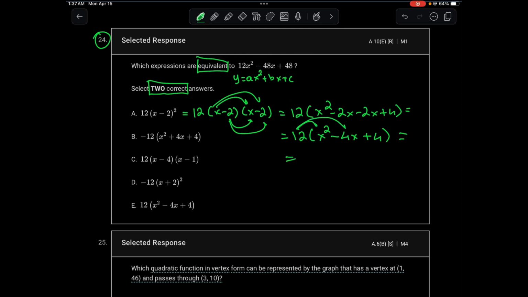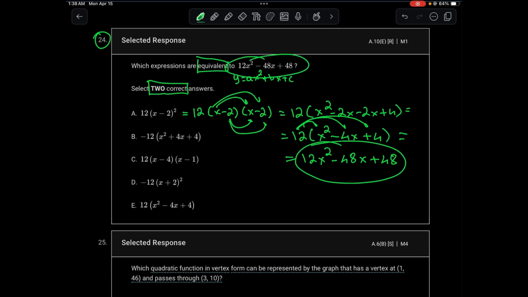Then I'm going to distribute the 12. 12 times x squared is 12x squared, 12 times negative 4 is negative 48, and the x follows. 12 times 4 times positive 4 is plus 48. You can do all these multiplications with a calculator if you can't do it. And we see that what we got after we did PEMDAS or simplified is this one. Okay.